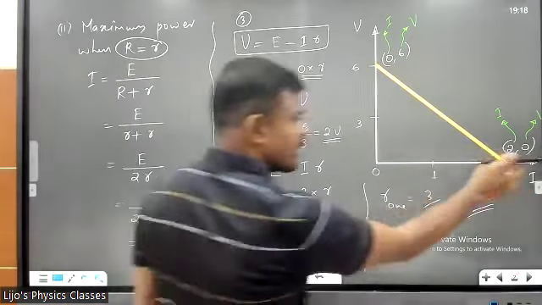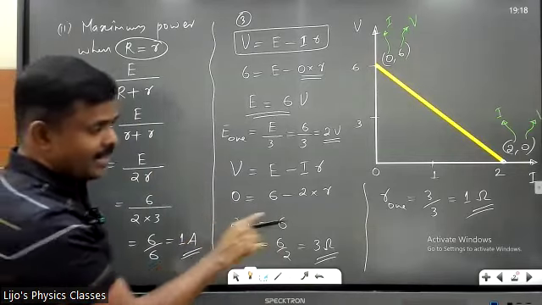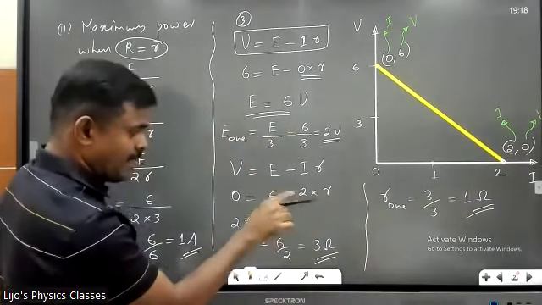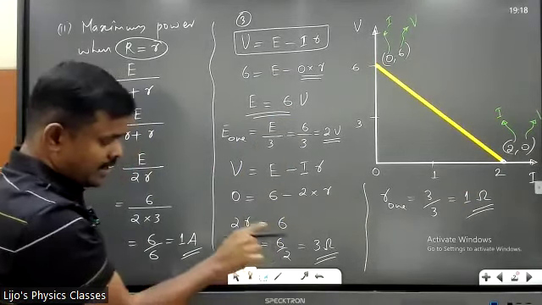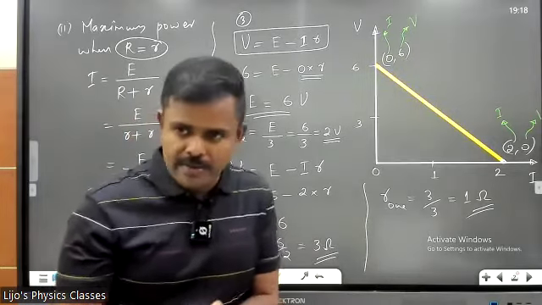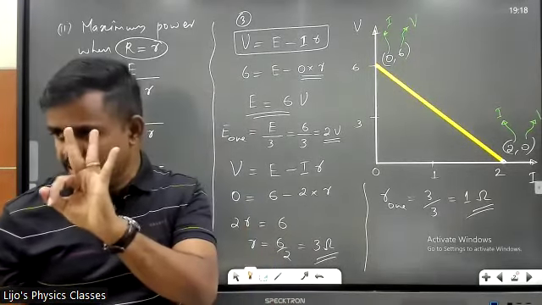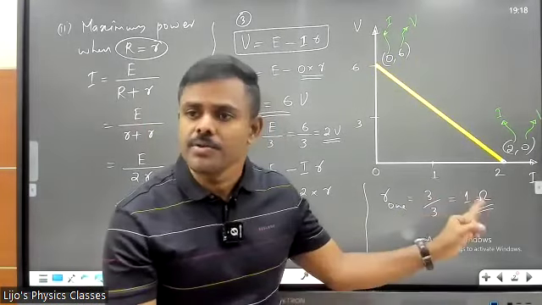And second one, I'm putting this point now, 2, 0. Look at that. 0, V is equal to 0. And then this is 2, 6 minus. 6 I got from here. 6 minus 2 into R. I get internal resistance as 3. But this internal resistance is again contribution from 3 components, 3 cells, right? So one cell has how much? 3 by 3, that is equal to 1 ohm.